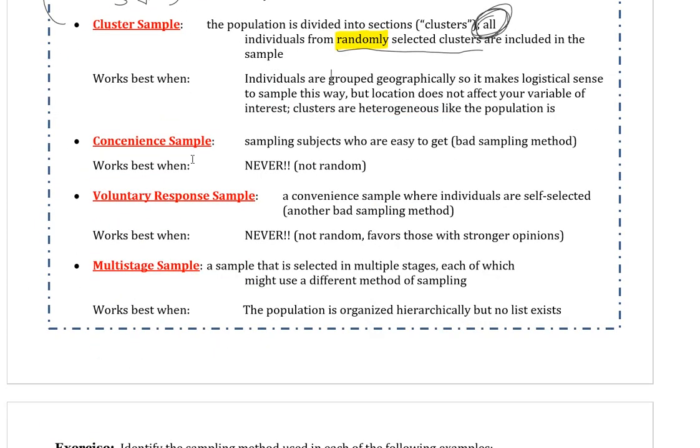After that, we have a few other sampling methods that aren't too good. First, convenience sampling. It's in the name. Sampling subjects who are easy to get, which is a very, very bad sampling method. This is as if I wanted to study all individuals who are students at Salt Lake Community College, and so what I do is I just take all the individuals in my stats class. They're all students at the college, so they all count as part of the population.